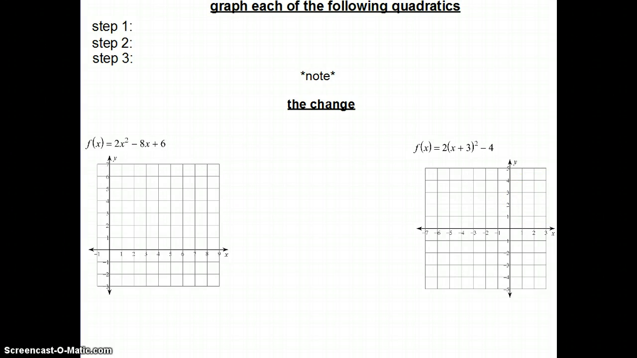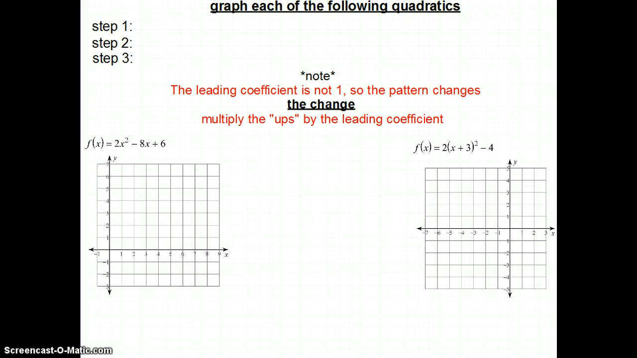Now we're going to go ahead and again graph these 2 quadratics. However, I'd like for you to note that the leading coefficient in both of these is not 1. Here I have a leading coefficient of 2, and on the right again a leading coefficient of 2. So the change is that we are going to multiply the ups in our pattern by this leading coefficient.